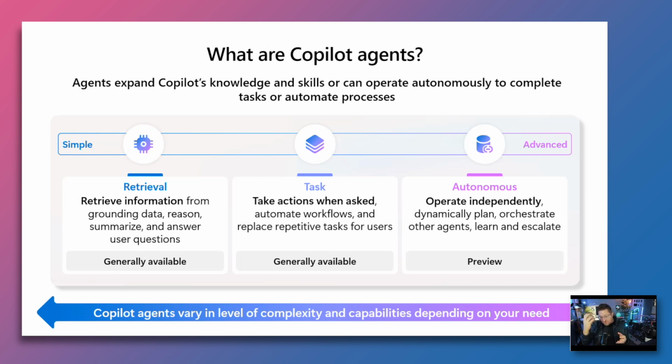My brain just put it there. And then you've got autonomous agents. Autonomous agents are agents that just do something for us. We don't have to do anything.